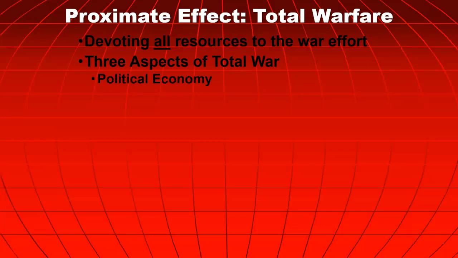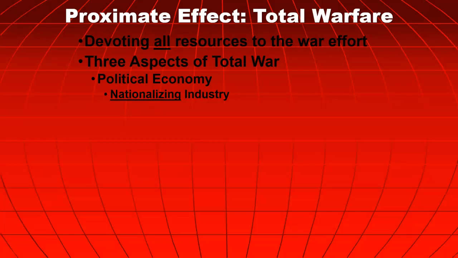The first of these is political economy. Now, if you don't recall, political economy, this is a gross oversimplification, but one way to think about it is the extent to which the state controls the economy. How does the government actually control it? Well, what happens in the Great War is they control it completely, nationalizing industries across the board.